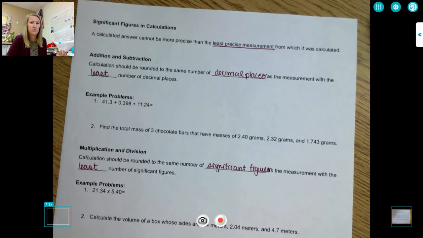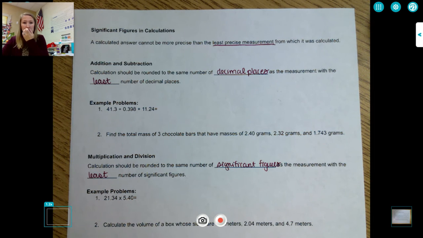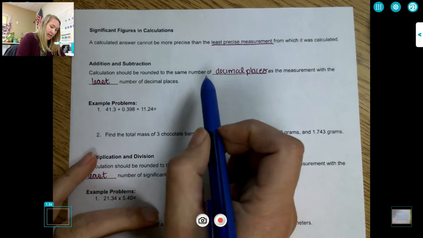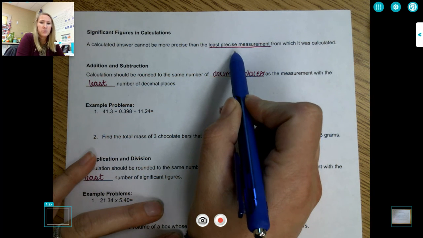So what about calculations? We're going to use significant figures in calculations. Anytime we do any sort of math, we're going to round our final answer to the correct number of significant figures. You're going to get lots of practice at it. I don't expect you to be perfect right away, but we'll get there by the end of the quarter. So a calculated answer cannot be more precise than the least precise measurement from which it was calculated.